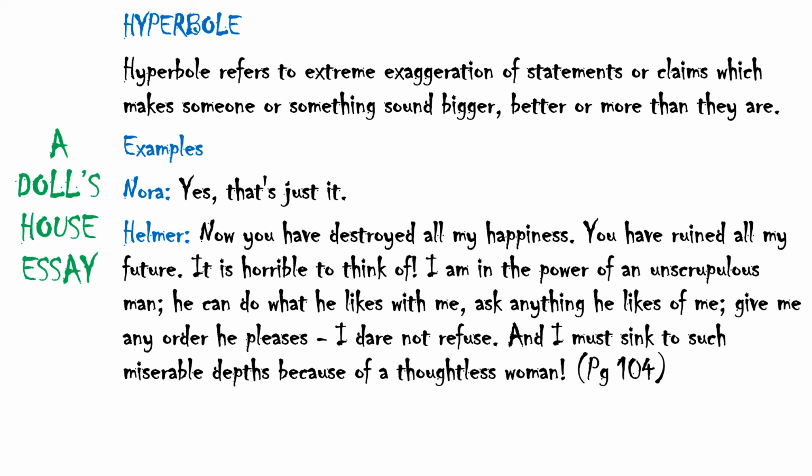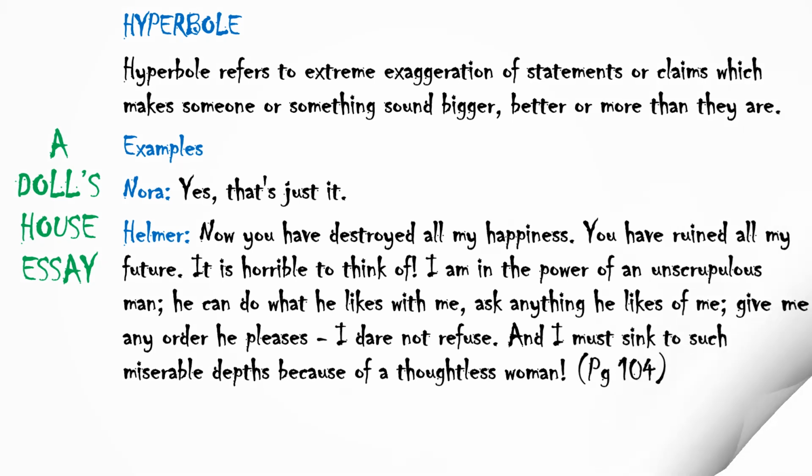Nora: Yes, that's just it. Helmer: Now you've destroyed all my happiness. You've ruined all my future. It is horrible to think of. I am in the power of an unscrupulous man. He can do what he likes with me, ask anything he likes of me, give me any order he pleases. I dare not refuse, and I must sink to such miserable depths because of a thoughtless woman. That one is found on page 104.